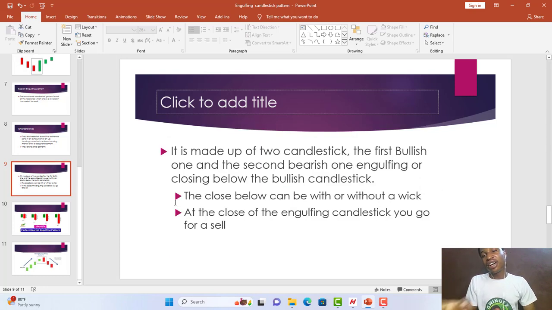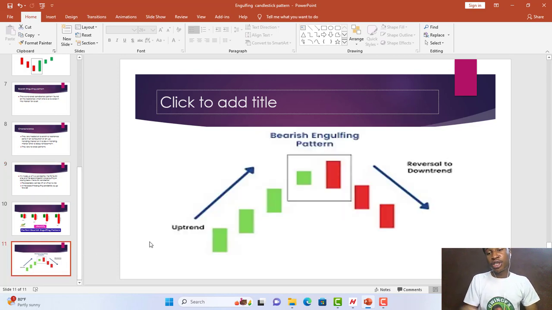At the close of the engulfing candlestick, you go for a sell. You don't have to wait. I don't care what other people say and share. This is what works for me. So let's quickly see if we can spot something like this on the chart.